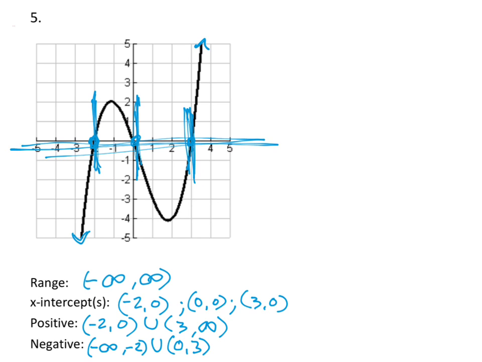So there you go. Good luck on the rest of these. It just takes practice. Practice, practice, practice. Check your answers as you go along and make sure you're getting them right.